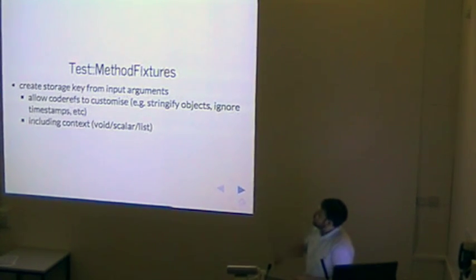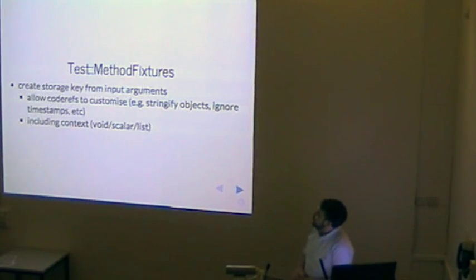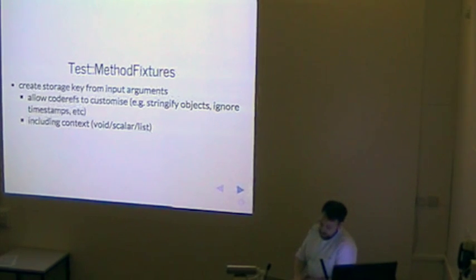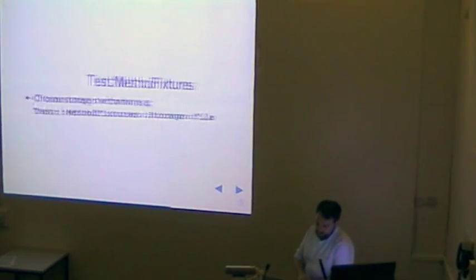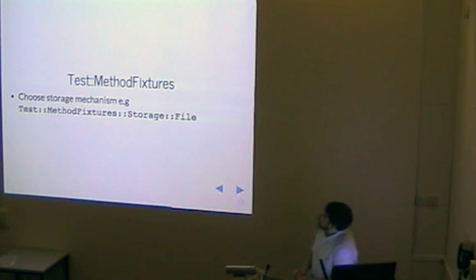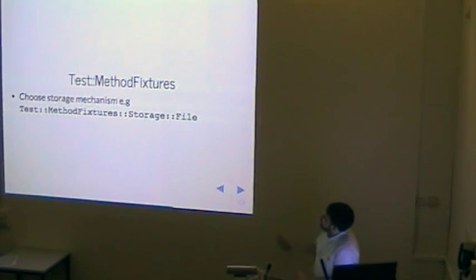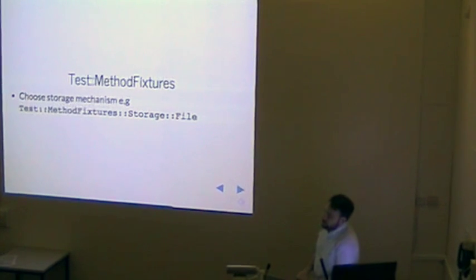And we also need to think about recording the context, because obviously methods in Perl might behave differently depending on if we're in a void, scalar, or list context. It allows you to choose a storage mechanism, so it comes with a pretty crude one, which just saves it on disk.